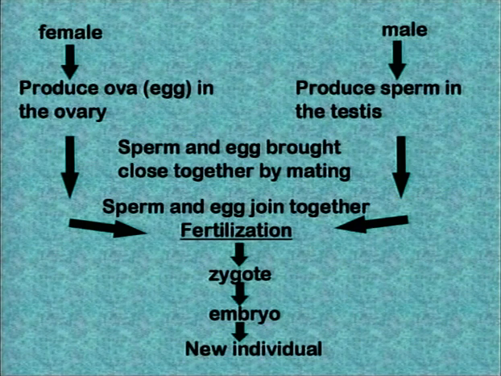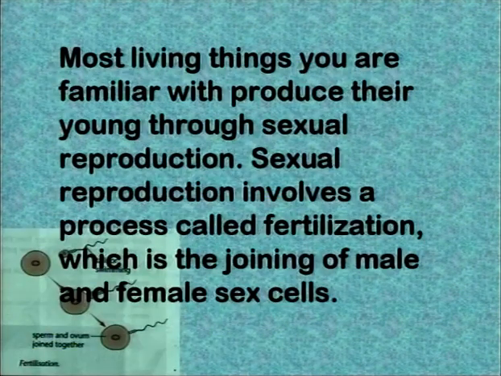So fertilization takes place when a male and a female sex cell unite, join together. Now, most living things you are familiar with produce young through sexual reproduction, and sexual reproduction involves a process called fertilization. So you can see that fertilization is also a process, in which the male and female sex cells join. That happens through sexual reproduction, male and female.